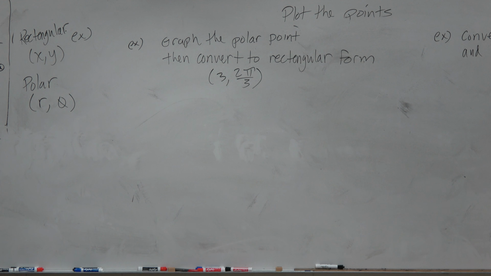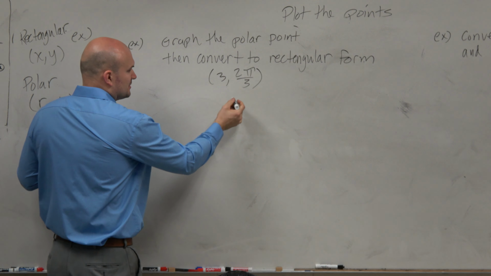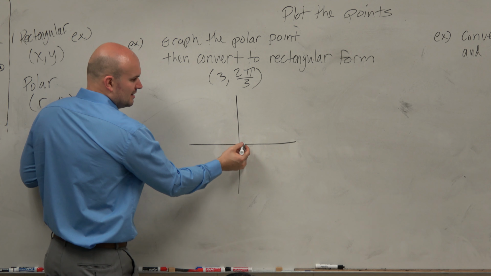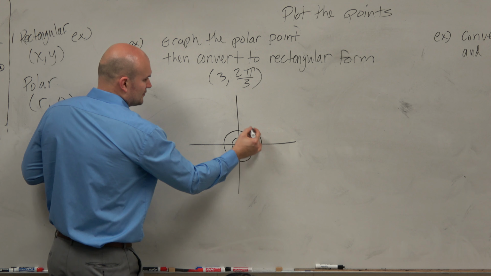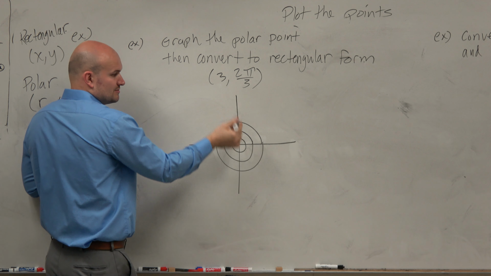The thing is to graph the polar point, then convert to rectangular form. So hopefully you guys can recognize this. Now, obviously, I will typically be giving you polar graph paper to graph this. Polar graph paper is just an x and y axis with rings. We notice here that the 3 is our radius, so we're going to go out to the third ring.